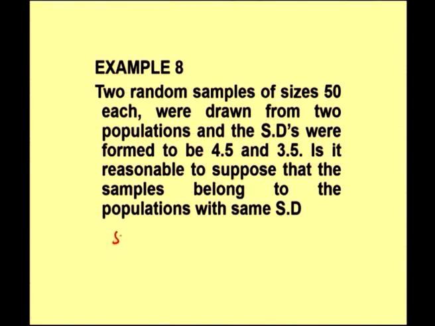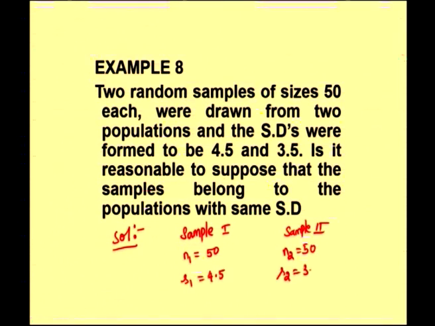First of all, we will write down the information given in the question. There are 2 samples given, therefore we will call them sample 1 and sample 2. Both the samples are of size 50, therefore N1 is 50 and N2 is also equal to 50. Both the samples were drawn from 2 populations and the SDs of the samples have been given as S1 equal to 4.5 and S2 equal to 3.5 respectively. Is it reasonable to suppose that the samples belong to populations with the same SD? You are asked to test the equality of the 2 standard deviations of the populations.